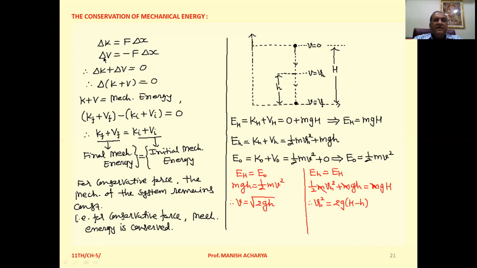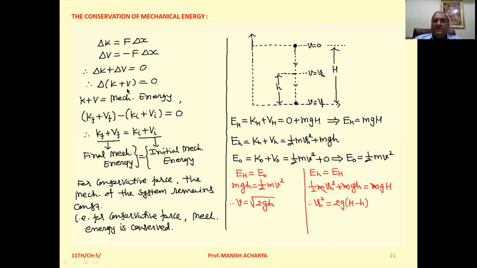Write delta V, that is equal to minus W. So that is minus force into displacement. Now take the summation of these two equations. Then we can write delta K plus delta V equal to 0. So delta into K plus V equal to 0.